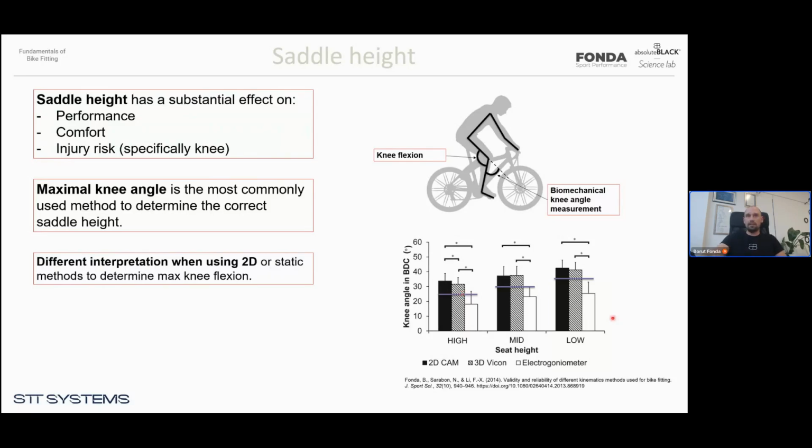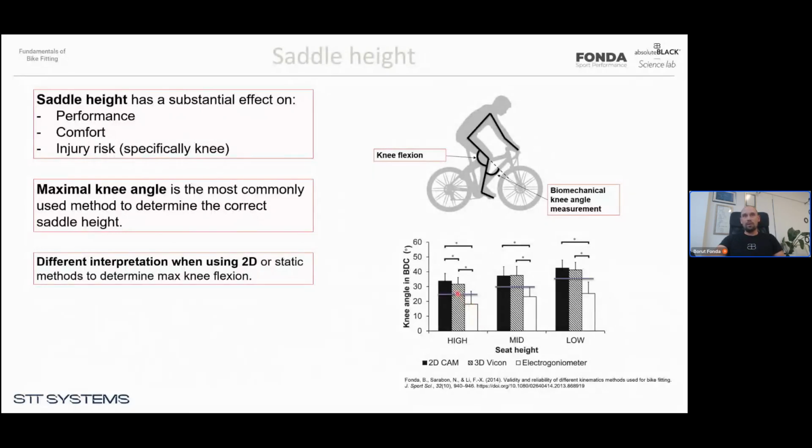The black graphs present 2D kinematics, I'm sorry. Then the dashed line is 3D kinematics using Vicon, and then the white bars, you can just simply ignore. It's something that most of you have never heard about. It's an electrogoniometer that's been used mainly in physiotherapy, but it doesn't really work in the cycling business.